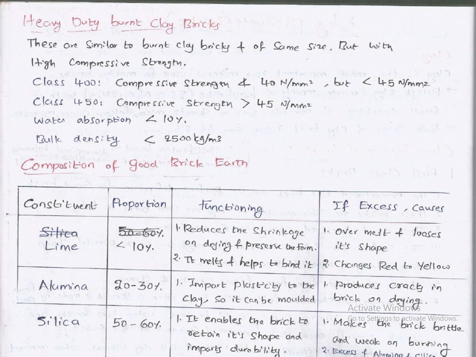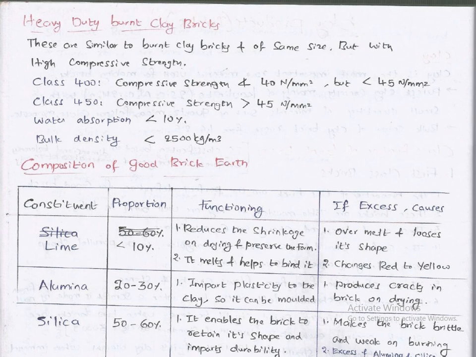Composition of good brick earth. Important constituents: lime, absorption 10%. Function: reduces the shrinkage on drying and preserves the form. If in excess, it over melts and loses its shape. Other causes may change red to yellow. Alumina, 20 to 30%, imparts plasticity to the clay so that it can be molded. If in excess, it produces cracks in brick on drying.